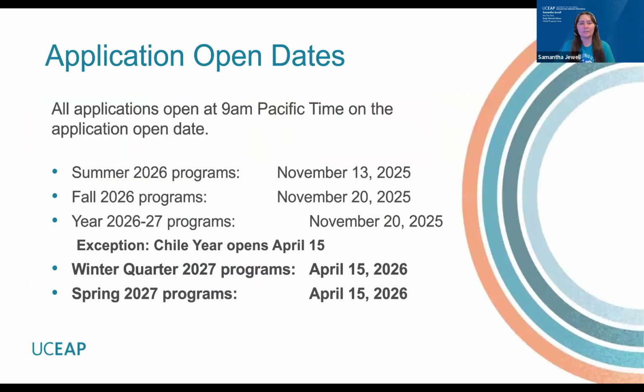These are the application open dates for 25 and 26 programs, and 27 programs. All UCEAP applications open at 9 a.m. Pacific time on the application open date. Winter and spring 2027 programs open next week, April 15th.